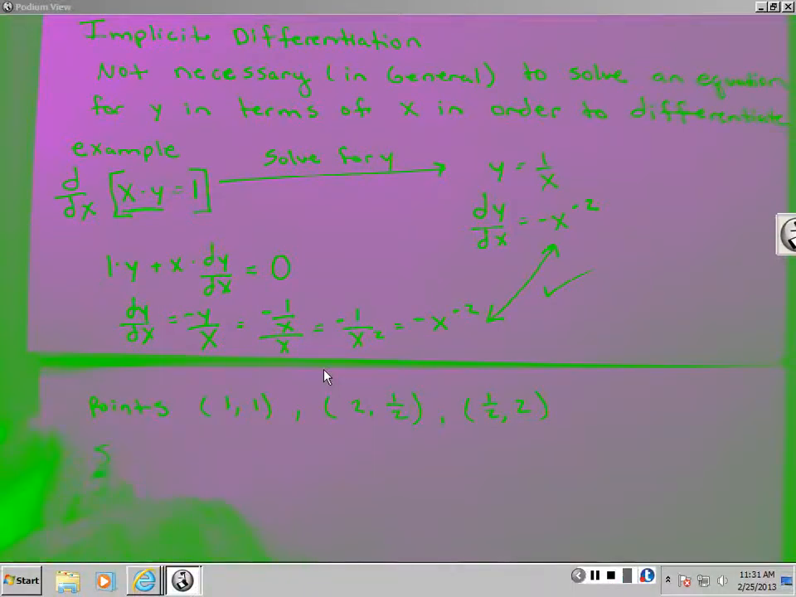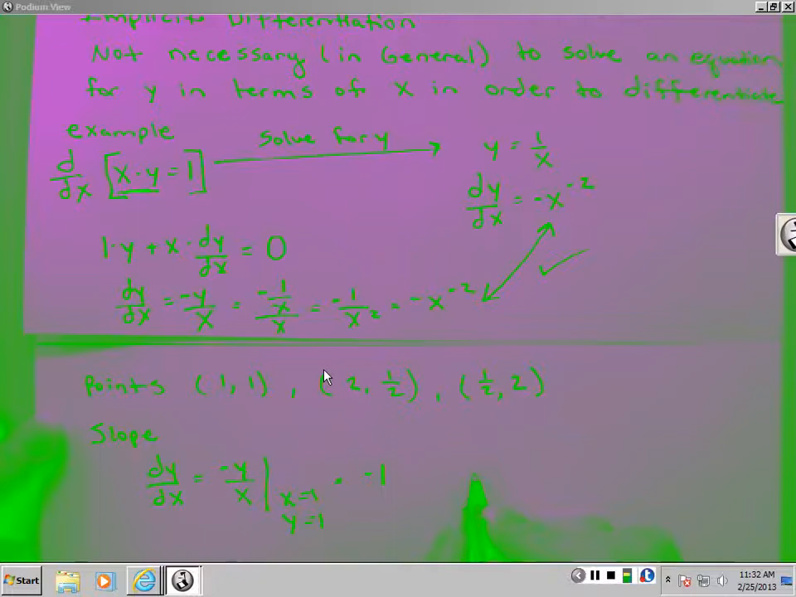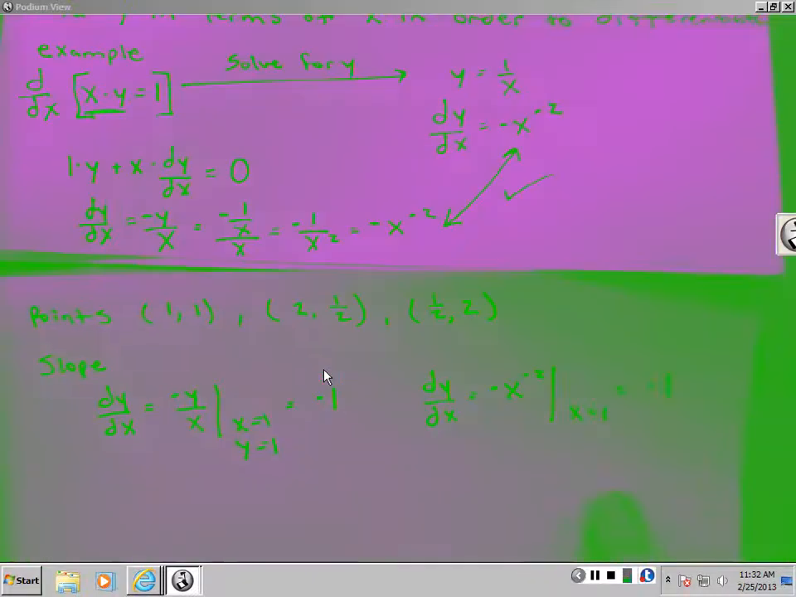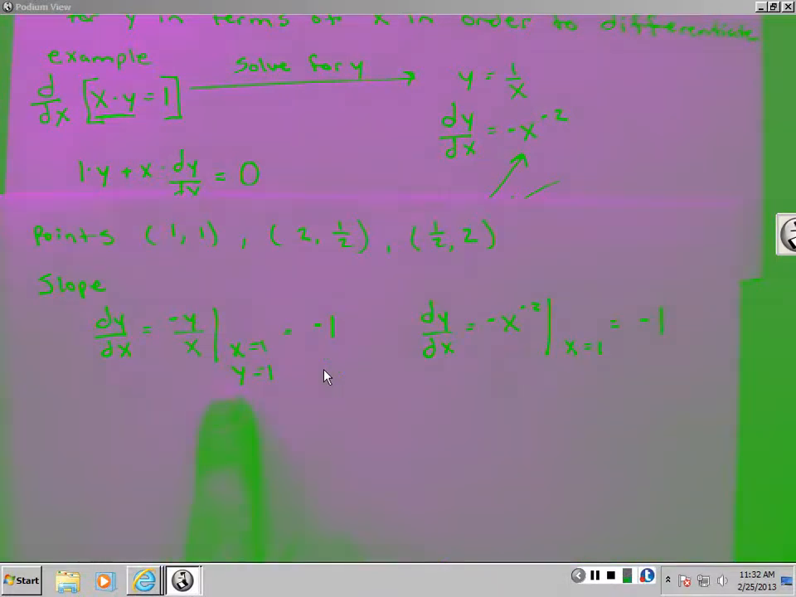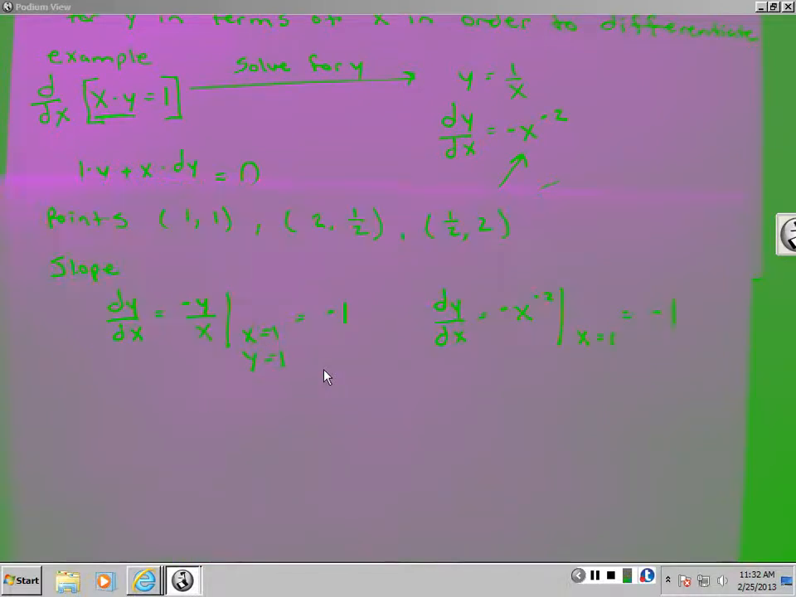So the slope, dy over dx, would be minus y over x. So if x was 1 and y was 1, you'd have minus 1, right? Here the slope, dy over dx, equals minus x to the minus 2. So if x was 1, you get minus 1. You see how you're going to get the same thing? In this column, you only need the x value. But if you're going to do it this way, you need an x value and a y value. Make sense? You can get the same. Now that you have the slope, you can find the equation of the tangent line depending on your point and the slope.